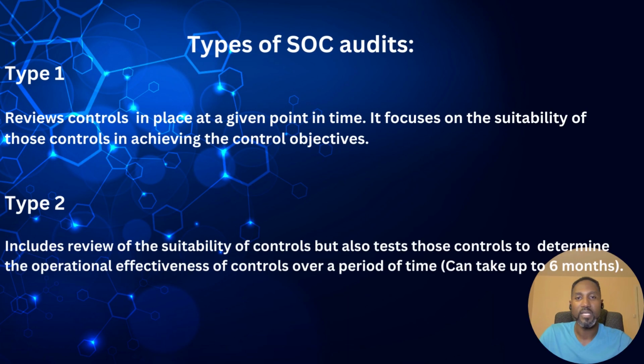So let's go to the types of SOC audits. The type 1 SOC audit is a review that is telling you about the status at a given point in time, and this focuses on the suitability of the controls in achieving the control objective. Type 2 includes a review of suitability of controls, but also determines the effectiveness and the efficacy over a period of time, and this can take up to 6 months.